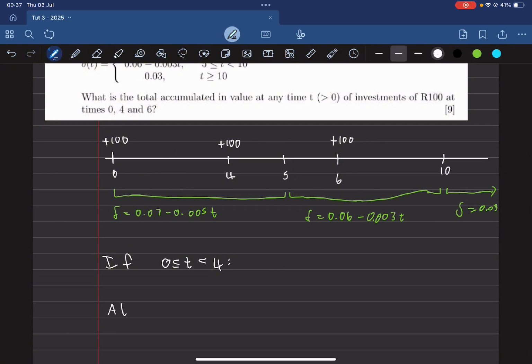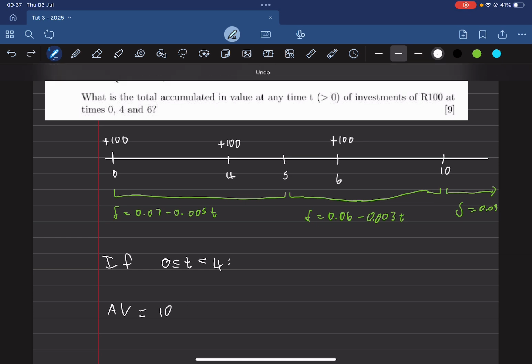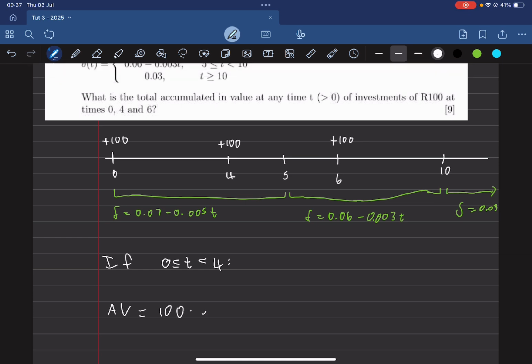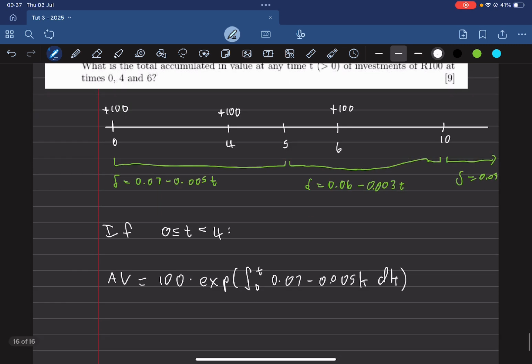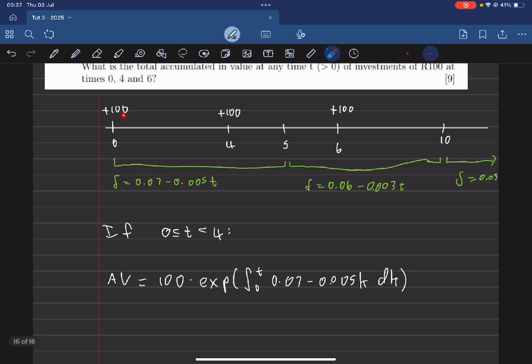So your accumulated value is going to be 100 times e to the power of the integral from 0 to t, at the rate of 0.07 minus 0.005k, dk. Cool. That makes sense. Okay, so we're basically moving this 100 forward to some time t.